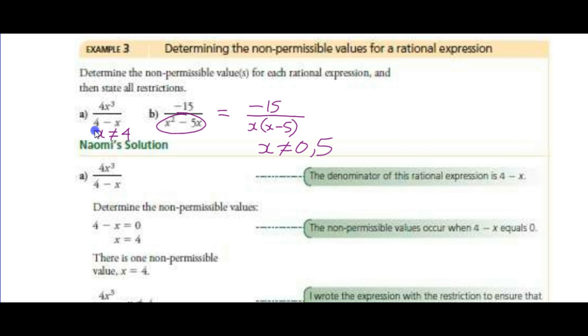So if you're simplifying a rational expression, your first step is going to be to factor everything and then state the restrictions. And then if you are making equivalent rational expressions, just go ahead and make an equivalent rational expression.